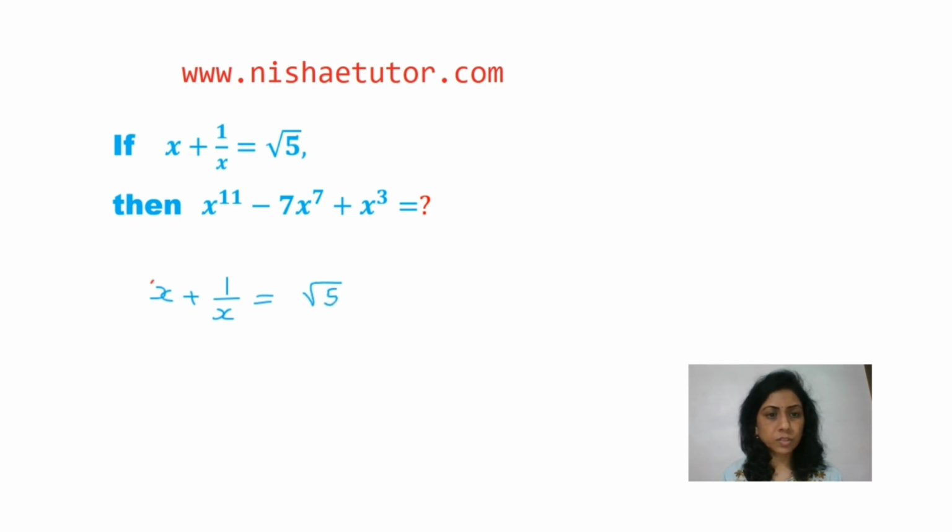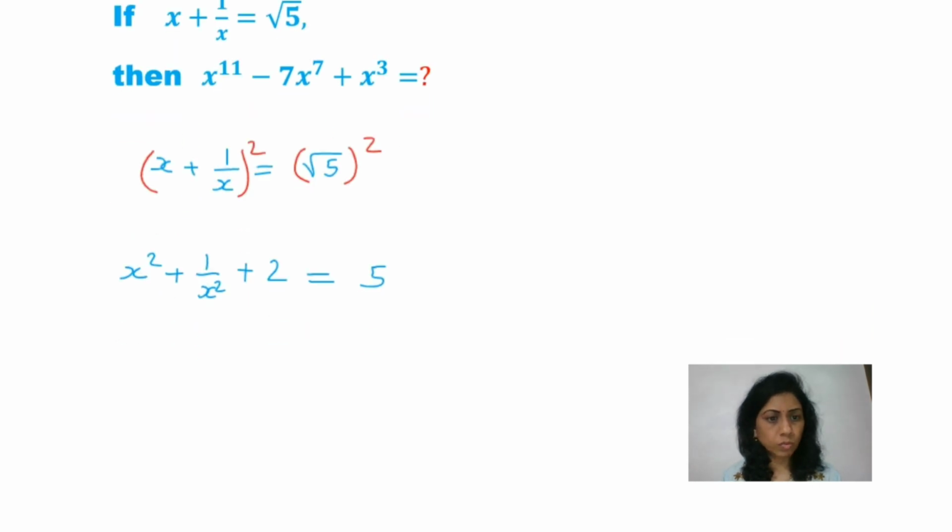Taking both sides square, here we can expand this. So x square plus 1 upon x square plus 2 multiplied by this one and this one. So x cancels, just 2. And square root 5 square is 5. So what is the x square plus 1 upon x square value? 5 minus 2, which is 3.